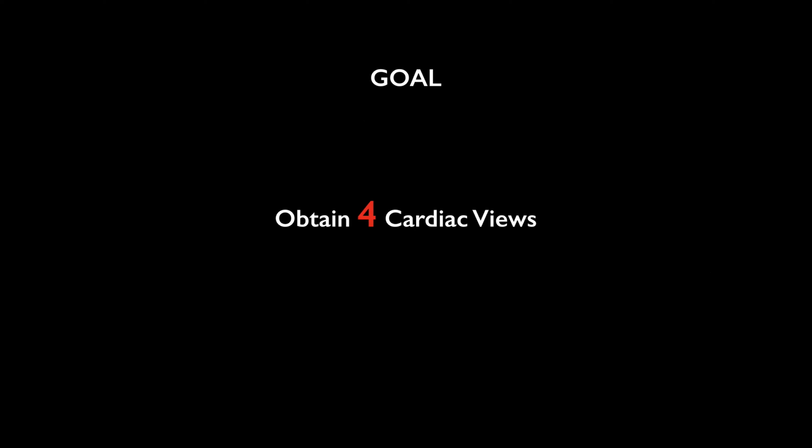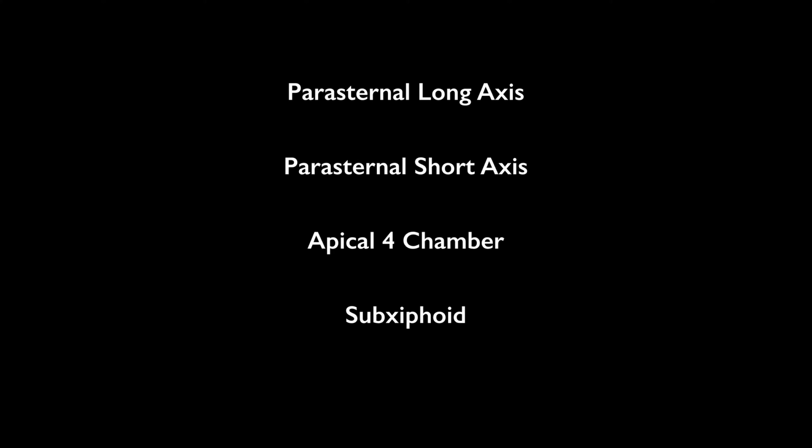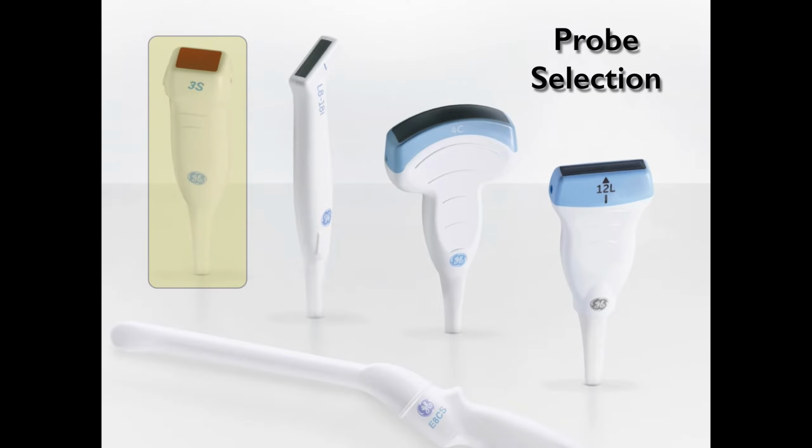In this lecture we're going to go over basic cardiac ultrasound. So the goal is for you to obtain 4 cardiac views after this talk. The 4 basic views of cardiac ultrasound are the peristernal long axis, peristernal short axis, apical 4 chamber, and the subxiphoid view.